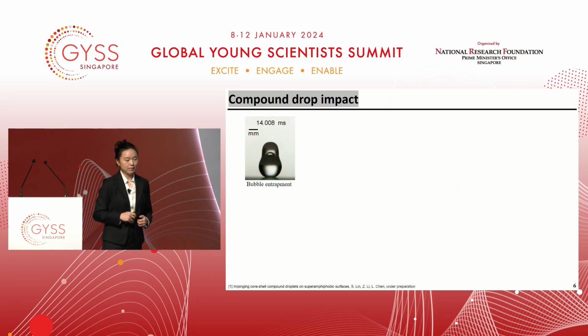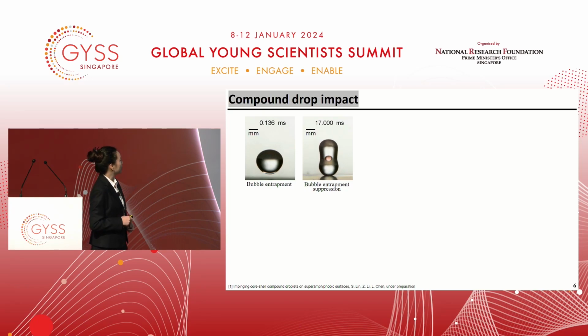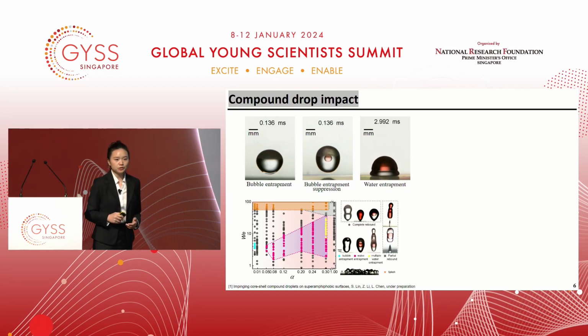Let me introduce the impact of compound droplets. A compound droplet consists of multiple phases. To compare, I repeated the impact of a monophase droplet. As shown in this figure, we can see a bubble is entrapped after impact. However, for a compound droplet with a small oil core, we can see the bubble entrapment is suppressed. By further increasing the oil core inside the compound droplet, a new phenomenon appears, that is, water is entrapped inside the oil core. In total, we observed 6 different phenomena for compound droplets and summarized them in this figure.